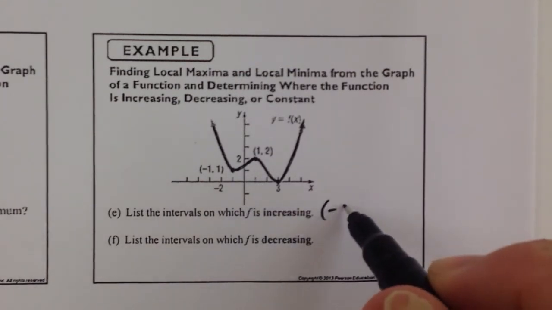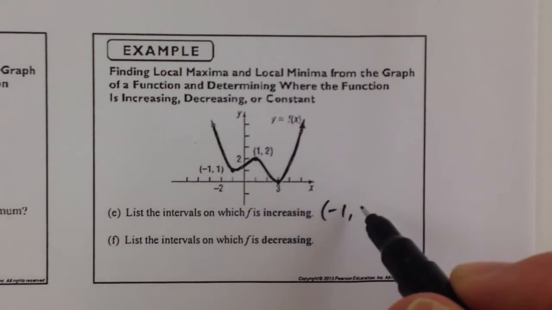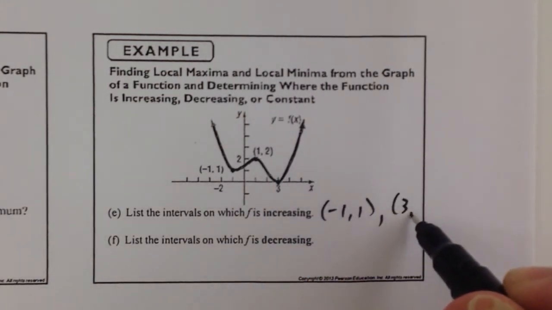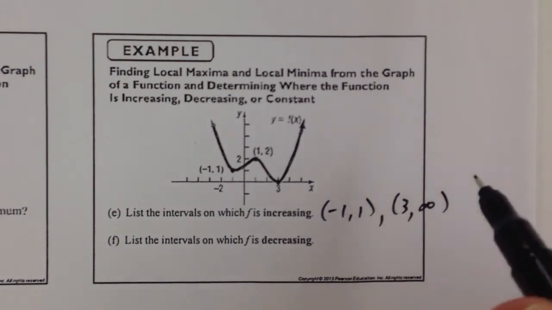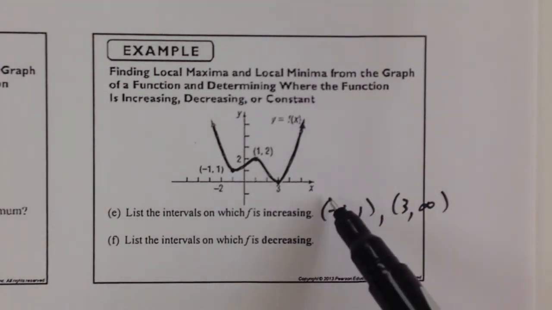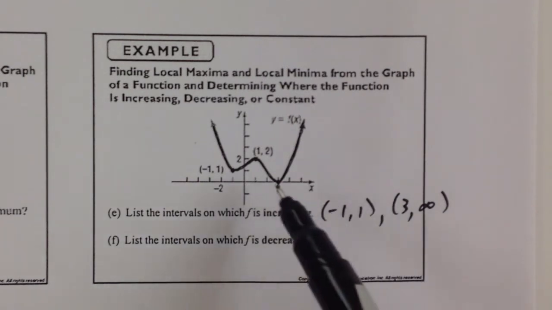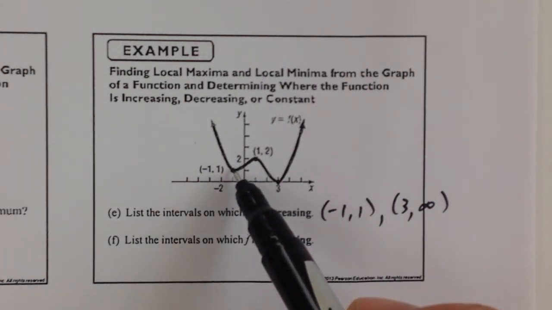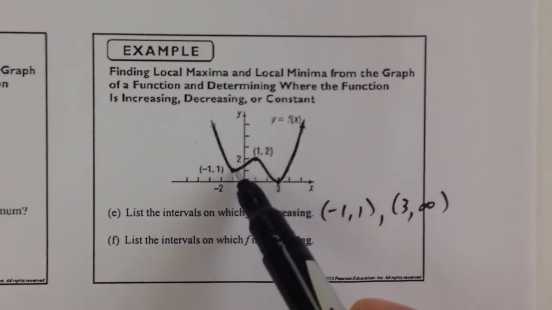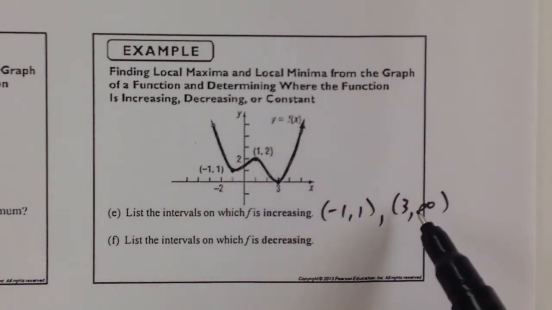And we go from -1 all the way to +1. And also from 3 to infinity. And now, just real quick, the difference between parentheses and brackets: technically the function is neither increasing nor decreasing at the points at the ends of each of these intervals.